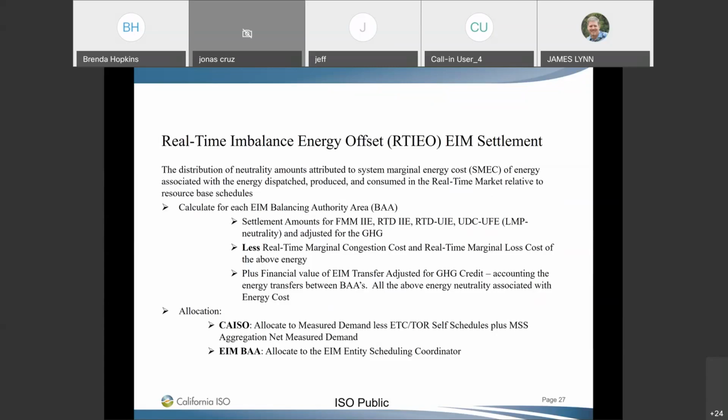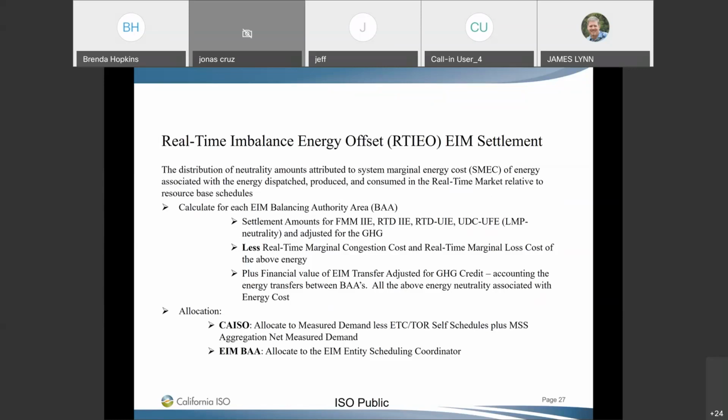So what we do is calculate the financial value of the ETSR at each location. Actually, we do it at the BAA level, as the net transfer out for each market, or in, at the system marginal energy price. That tells me how much energy left your balancing authority area or came in.